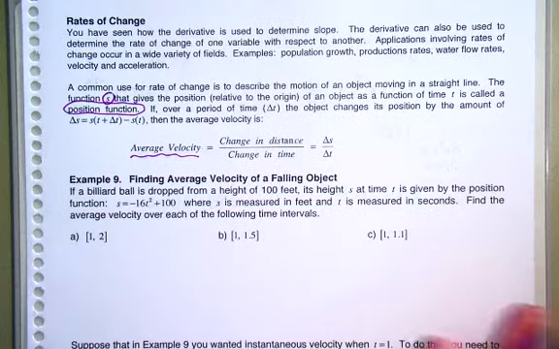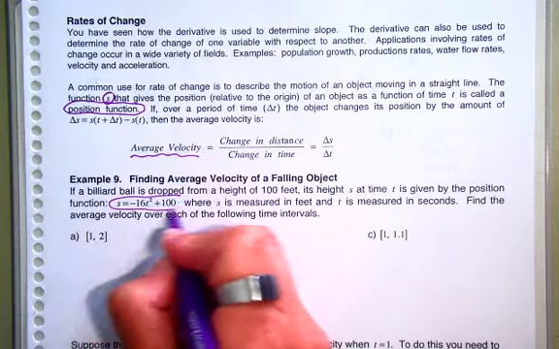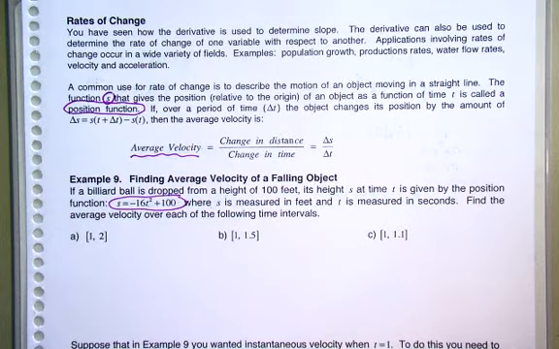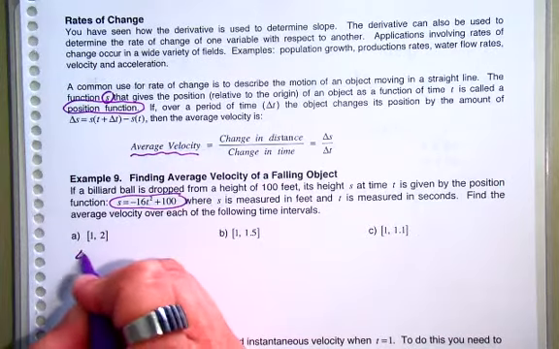If a billiard ball is dropped from a height of 100 feet, here's your function. That's your position function. S is feet, t is seconds. Find the average velocity over each of the following time intervals. This part is pretty simple. All we're doing for average velocity is delta s over delta t.